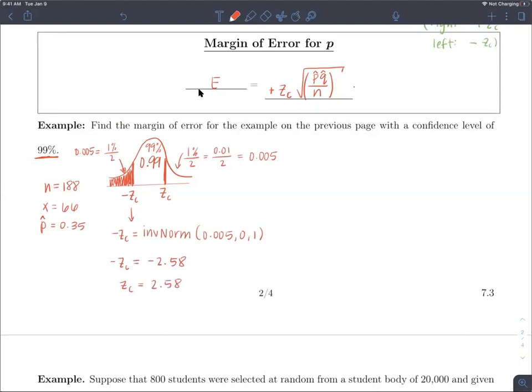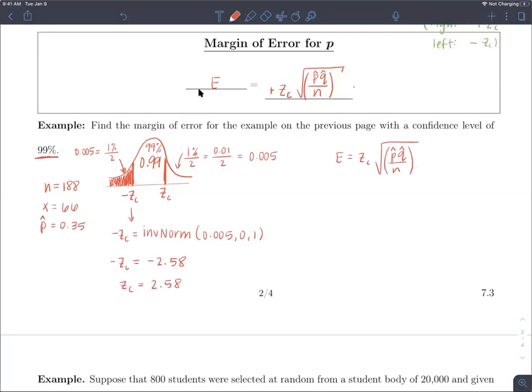Okay, so now that we've seen another example of critical values, is everybody okay with this part of this example? Okay, so nobody's asking any questions.